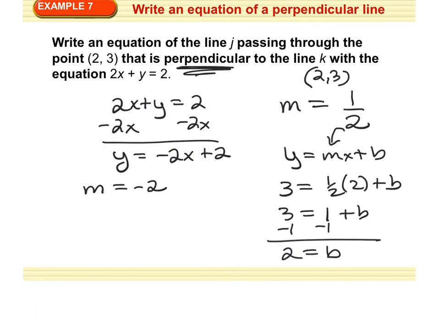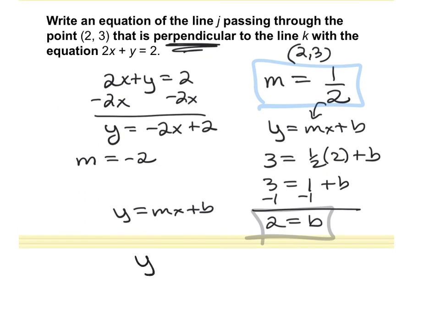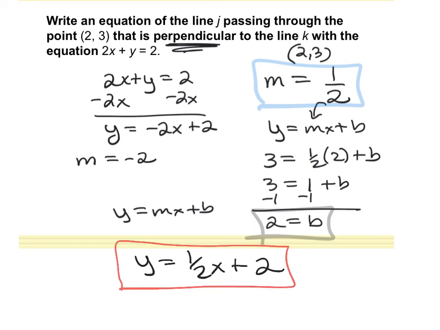Now I need to take the slope and the y-intercept that I just found and put it into y equals mx plus b. So the equation of the line that is perpendicular is going to be y equals 1/2 x plus 2. So this line is perpendicular to this one because they have opposite reciprocal slopes.